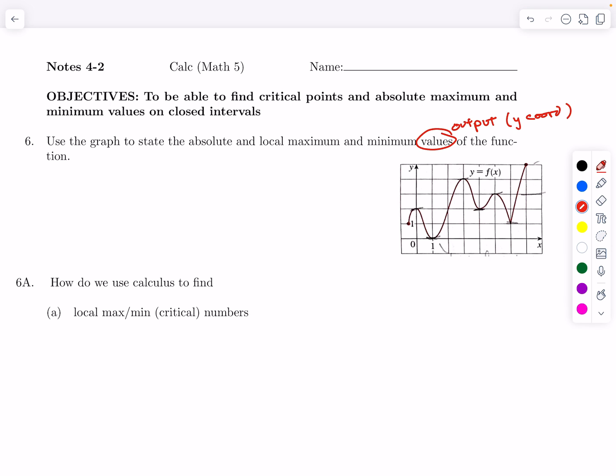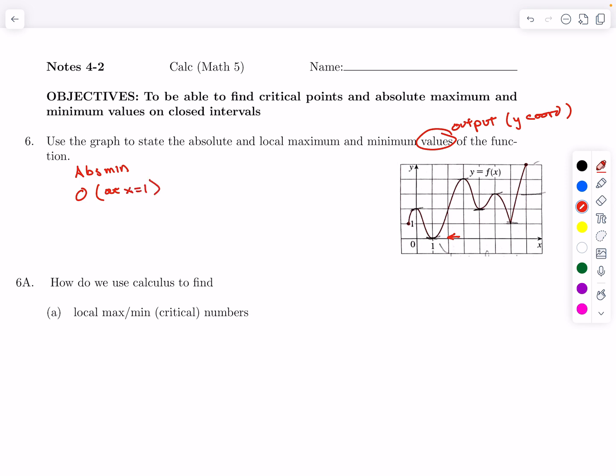So output values are outputs. So absolute min happens there. What height is it? 0. And we'll note, just to make a note, at x equals 1.